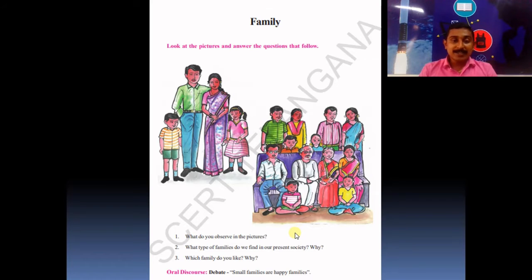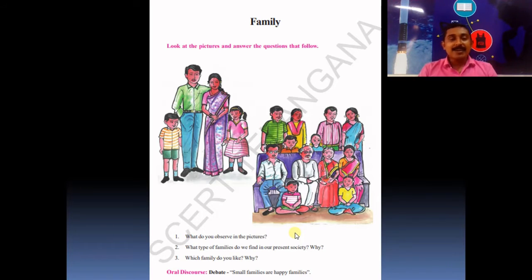What do you see in the second picture? In the second picture, you observe father, mother, brother, brother's wife, children, grandfather, grandmother, and a lot more members of a family. What is the difference between these two pictures? In the first picture we see a small family, and in the second picture we see a large family.